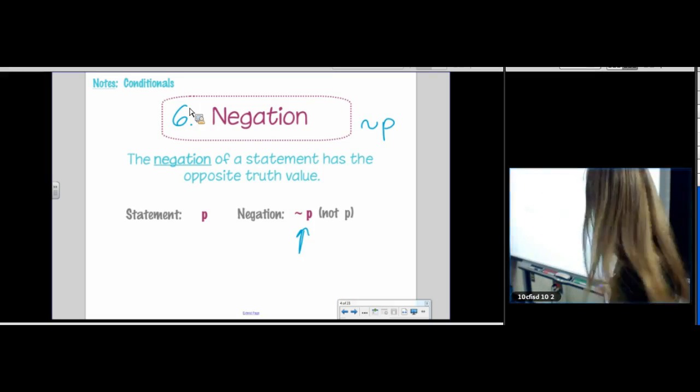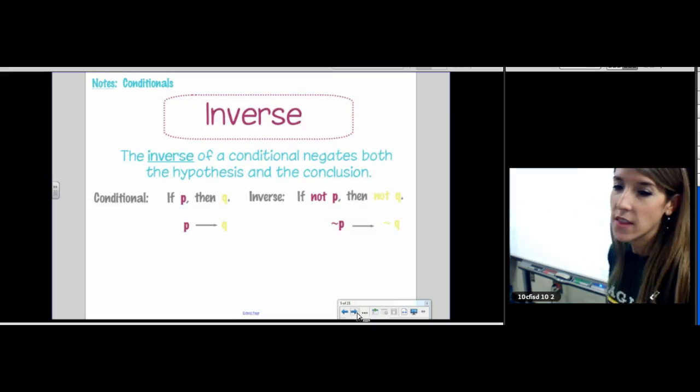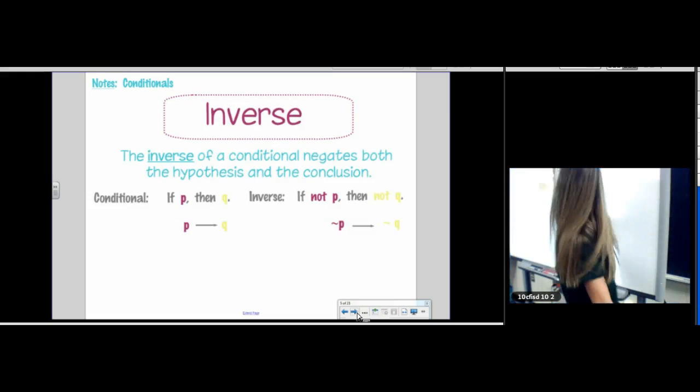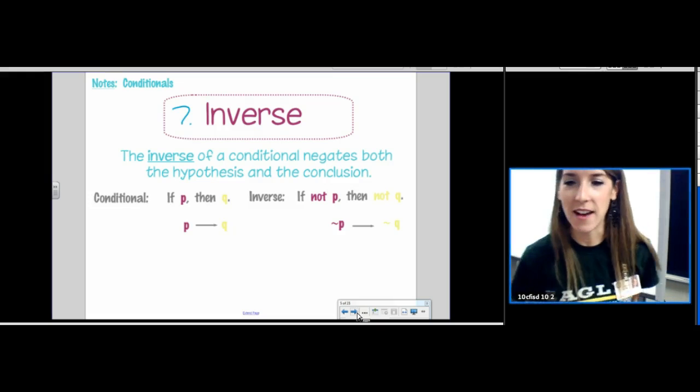Oh, am I loud? Sorry. The next word is inverse. And turn your volume down.